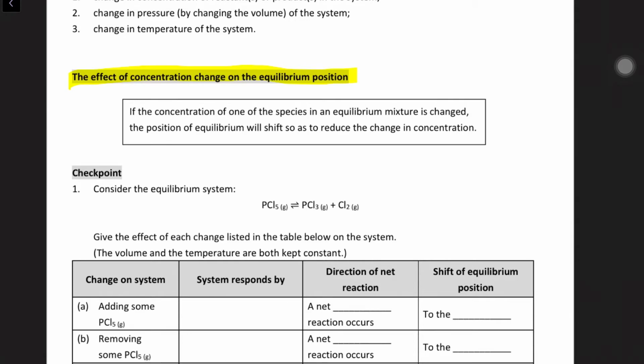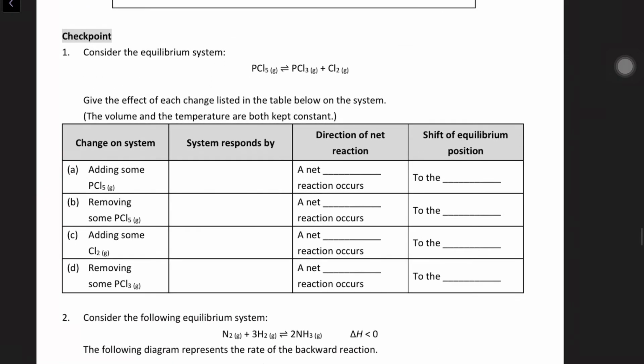So we use PCl5 as our example here, okay? Now, of course, we have the value of Kc here, right? But as I mentioned, Kc is constant because this is given. The temperature is unchanged. So let's see what will happen, okay?